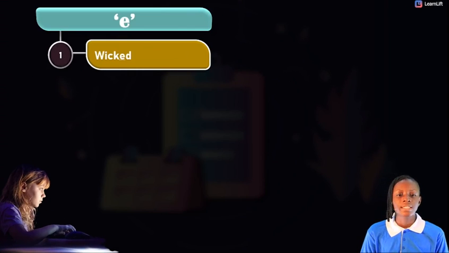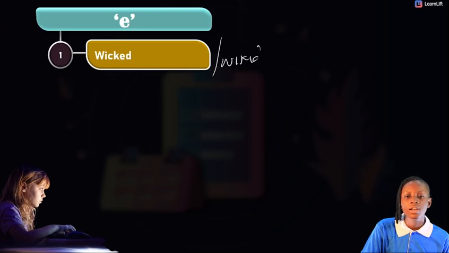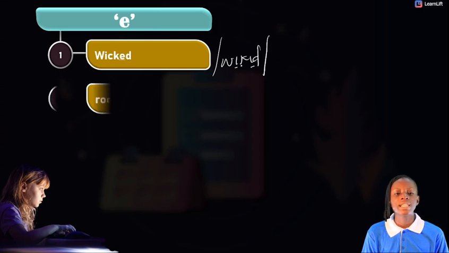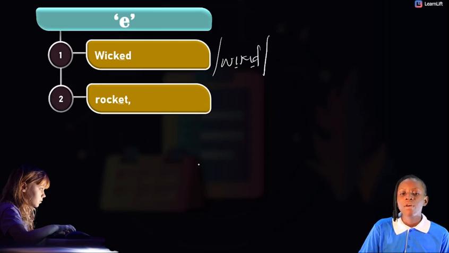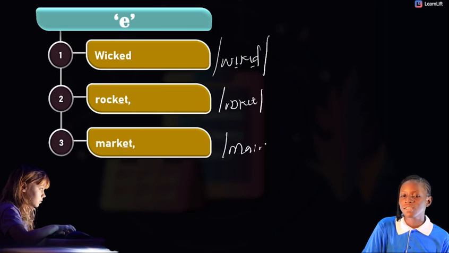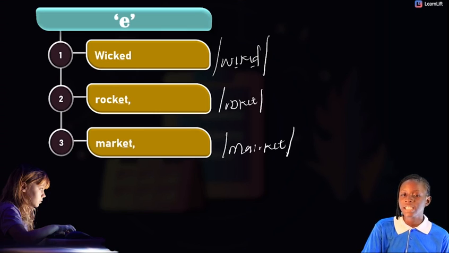Now, examples of words that have KET and KED in their base form and have the E sound are these. We have wicked. My wicked is transcribed as this. Wicked. We have our E sound here. Wicked. Let's have our rocket. My rocket is transcribed as this. Rocket. Next up we have our market. Market is transcribed as this. Do not forget the rule. They are all in their base form and therefore they have the E sound.